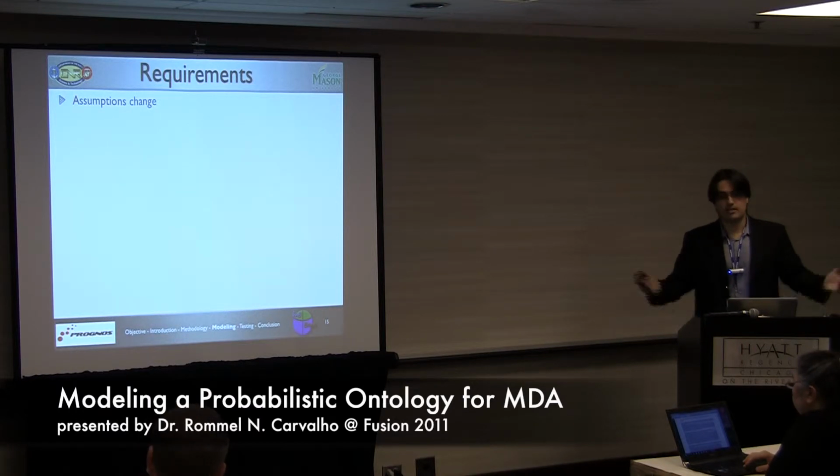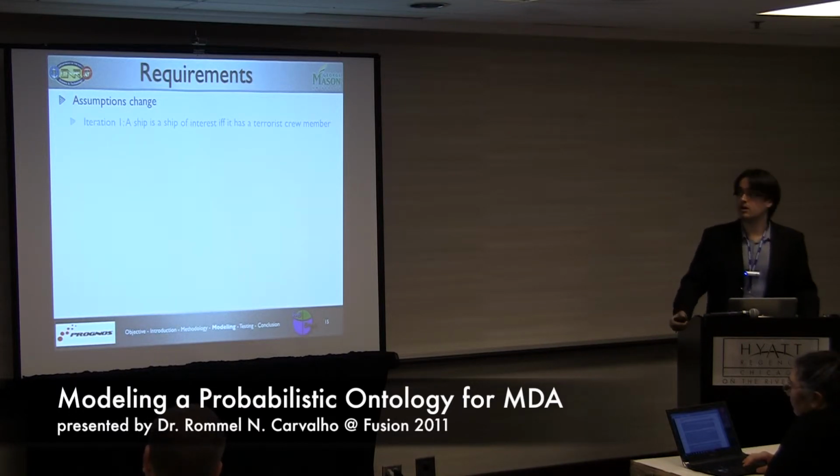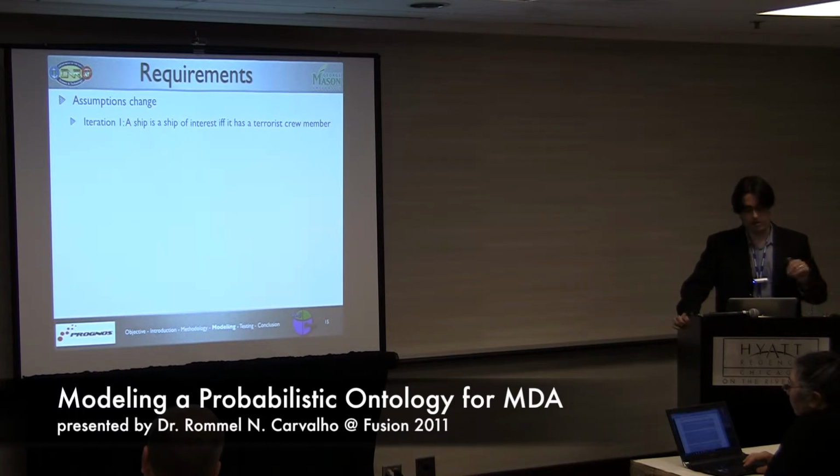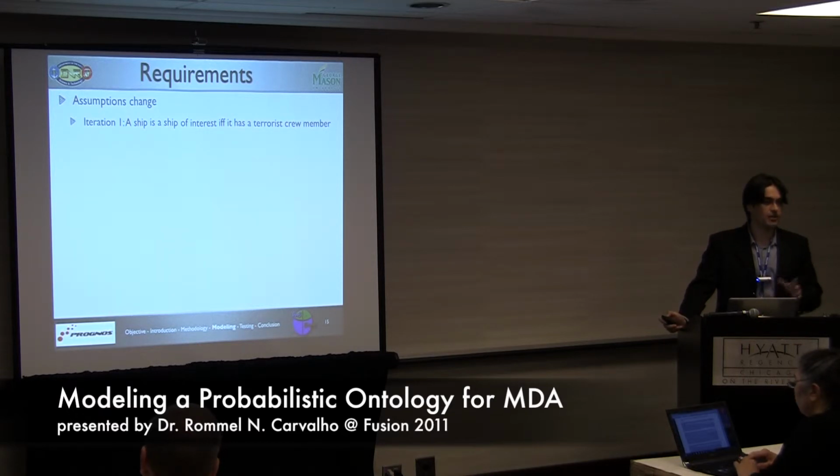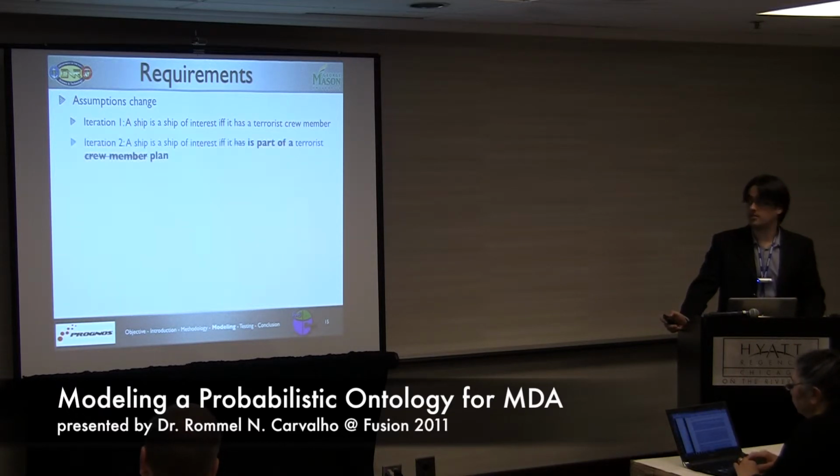So, you know what? Assumptions change. So in the beginning, we called a ship of interest a ship that, if and only if, it has a terrorist crew member associated to it. That sounded good for the first iteration, for the rules we had, but now we're talking about something different. Now you want to say that a ship of interest is actually a ship of interest only if it's associated or it's part of some terrorist plan. So now we have this idea of terrorist plan and what are the terrorist plans we have involved in there.